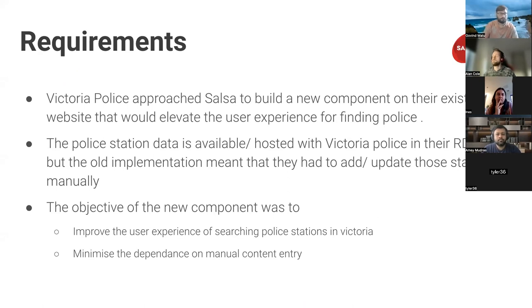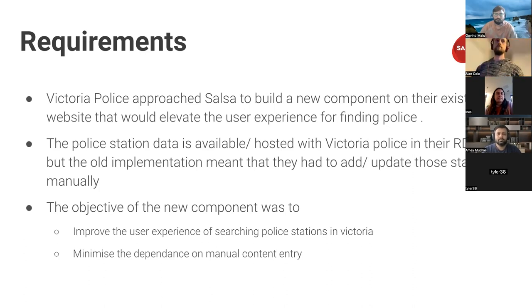So if I talk about the requirements, Victoria Police approached Salsa to build a new component on their existing website, and they wanted to elevate the user experience for finding the police stations. They already had police station data available within their organization in RDMS, which is an API that they have, but the old implementation was not using it. So they had to add, update, delete those stations manually, which was naturally very erroneous.